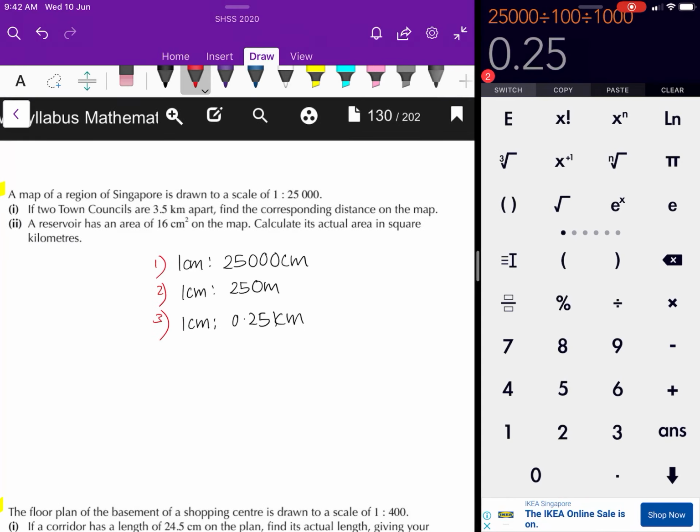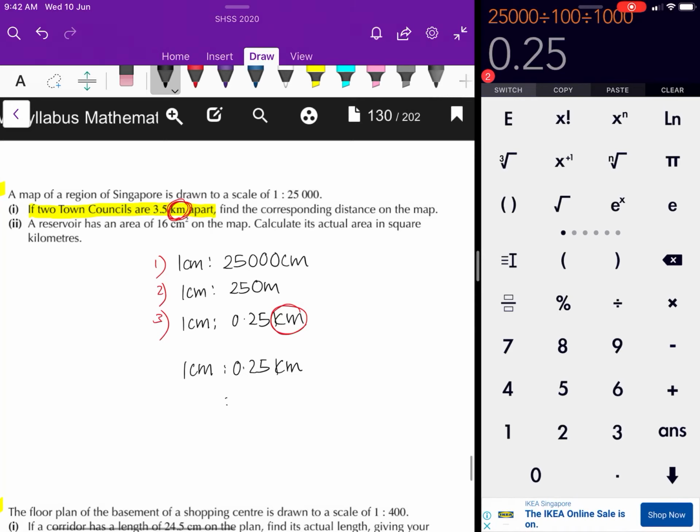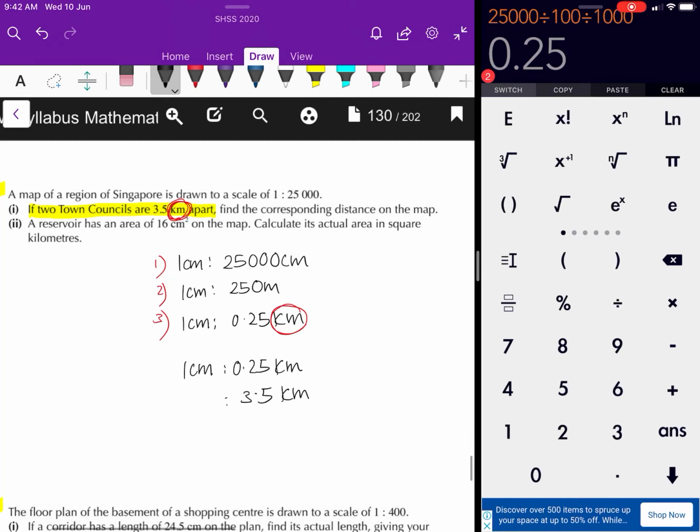Now, part 2. If two councils are 3.5 kilometers apart, this is the actual length. Find the corresponding distance on the map. Now, if you note, the unit here is kilometers. Obviously, I would use kilometers. So I would use 1 cm is to 0.25 kilometers. I want to find out 3.5 kilometers. How many cm is this?